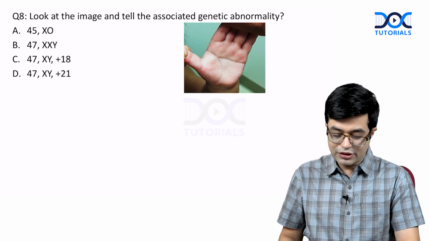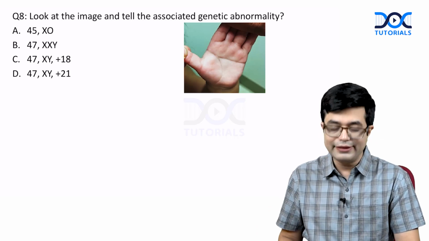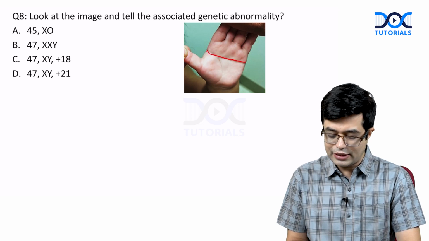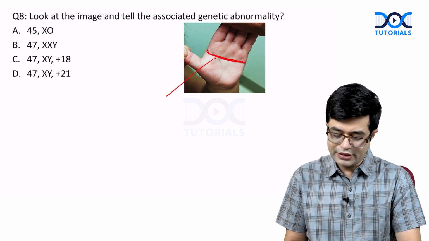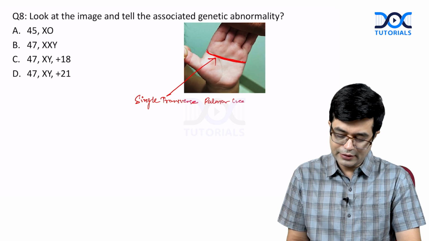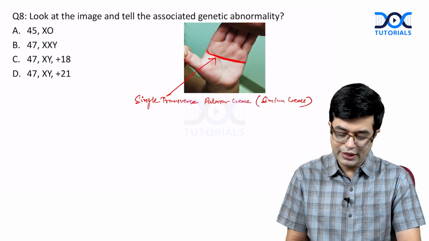Let's move further. Question number 8. Look at the image and tell the associated genetic anomaly. So similar image was asked in the exam, where a large simian crease was present. What is this known as? Single transverse palmar crease, also known as simian crease in the patient. And simian crease is typically associated with Down syndrome.